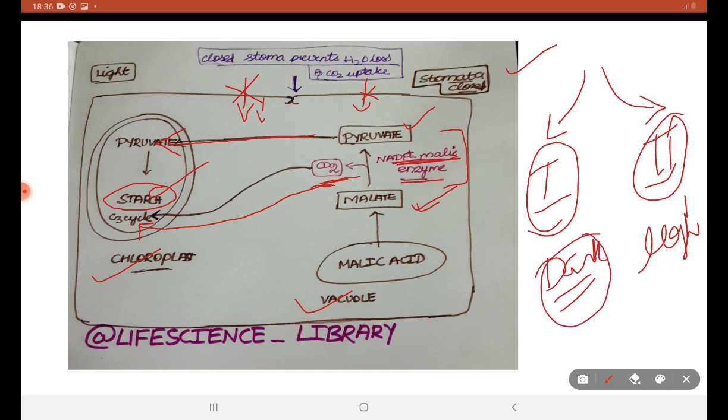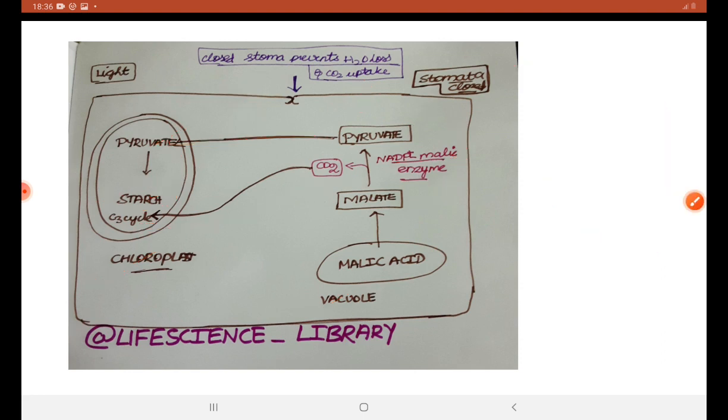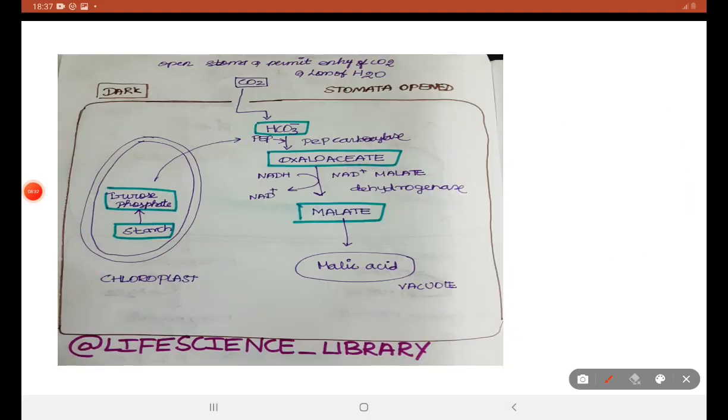During dark time stomata is open, so carbon dioxide enters the cell and can make an entry into the chloroplast of the cell. Phosphoenol pyruvate is carboxylated to form oxaloacetate, then reduced with malate dehydrogenase to form malate and then malic acid. Phosphoenol pyruvate comes from chloroplast.